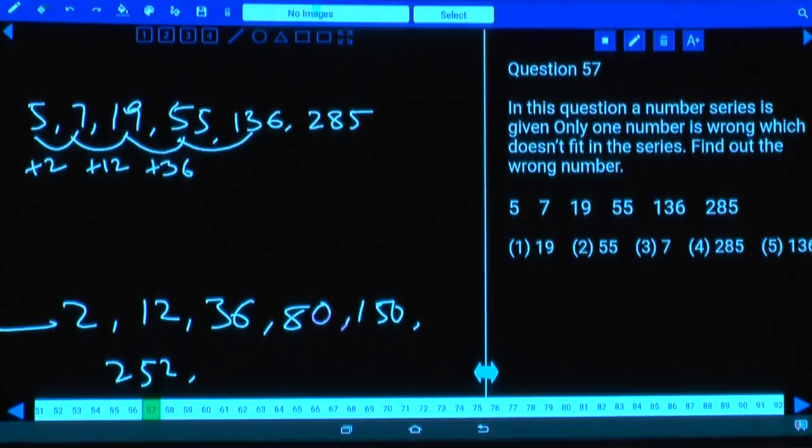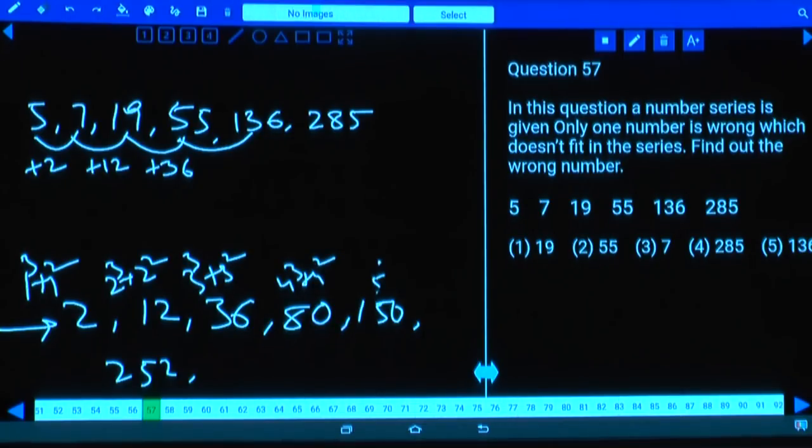What is the common relation among these numbers? 2, 12, 36, 80. Now 2 can be written as 1 cube plus 1 square. 12 can be written as 2 cube plus 2 square. What is 2 cube? 8. 2 square is 4. 8 plus 4, 12. Next one is 3 cube plus 3 square. Next one is 4 cube plus 4 square. 5 cube plus 5 square and so on.